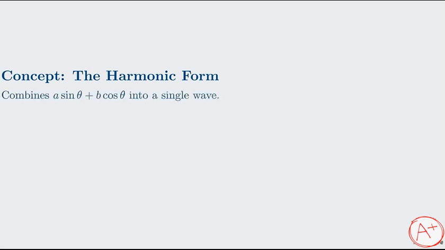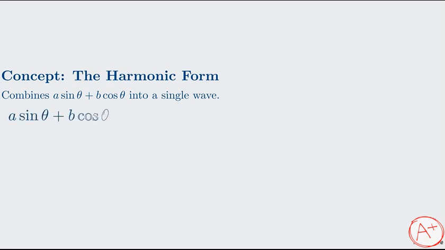The harmonic form is one of the most powerful techniques in the pure mathematics 3 syllabus. It allows us to combine a linear combination of sine and cosine into a single phase-shifted wave. This is essential for finding the maximum or minimum values of a function and for solving equations where the variable appears in both sine and cosine terms.